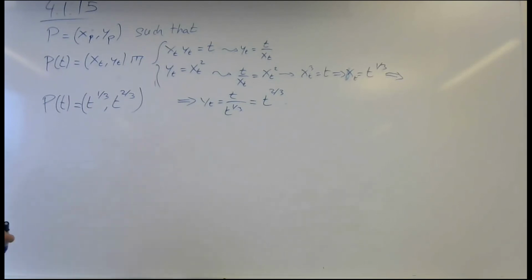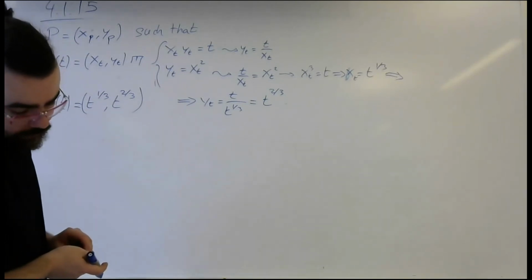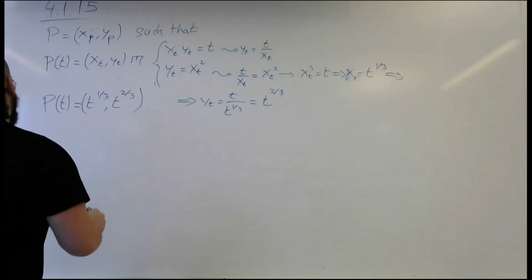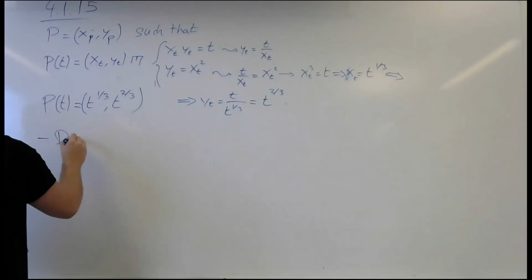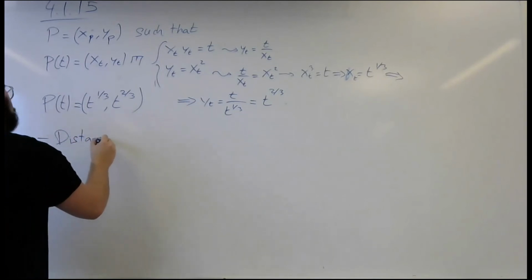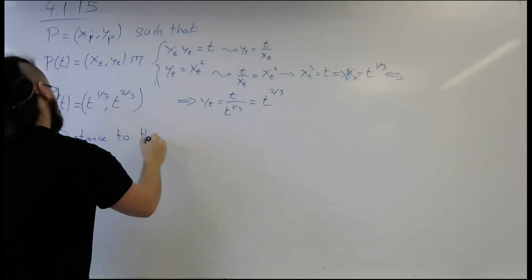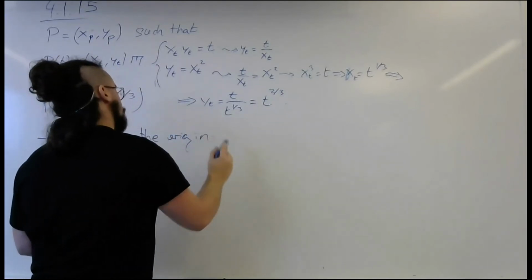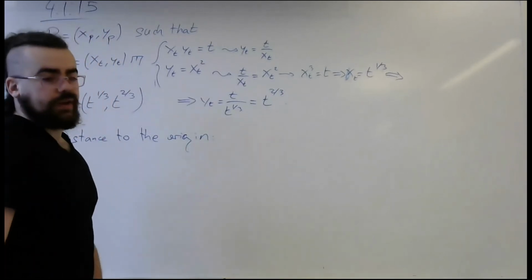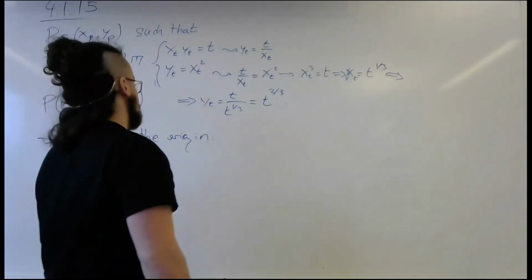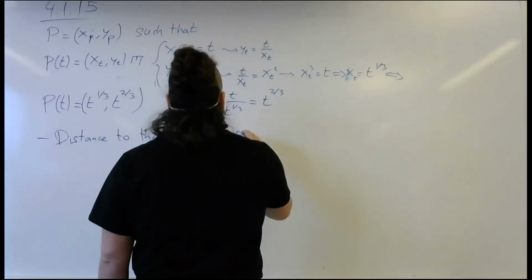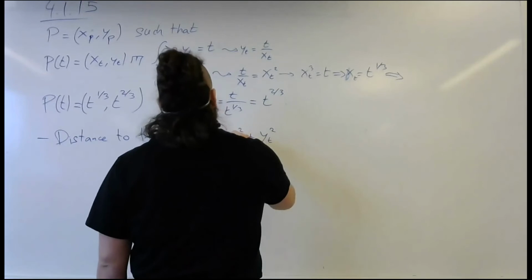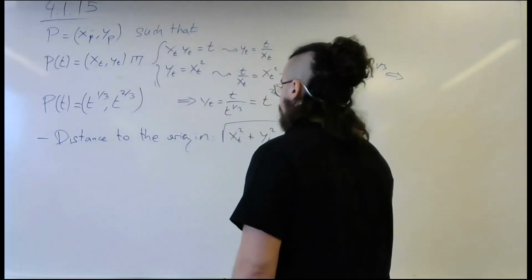Good. Then let's move on. We want to find the change rate to the distance of the origin. Now, what is the distance to the origin? Well, the distance to the origin of any point xy is x squared plus y squared, but the square root of that, this thing here.